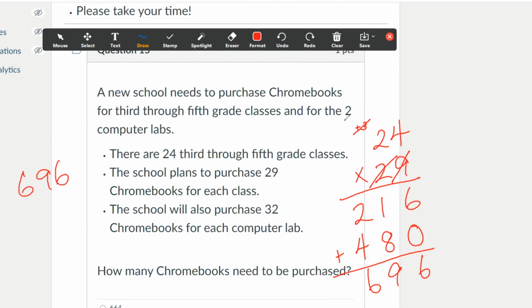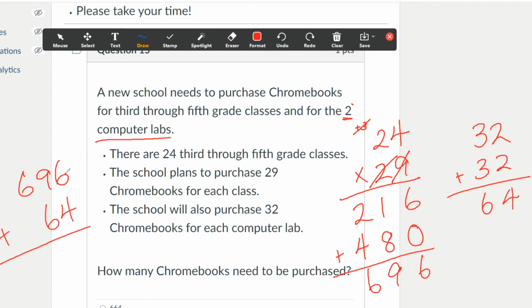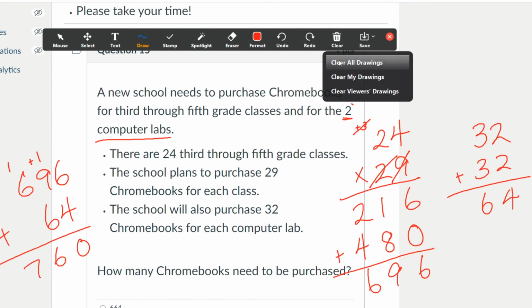Now, there's 2 computer labs, which says right here, and they each get 32 Chromebooks. So that's just 32 plus 32, or 32 times 2, which is going to be 64. Sorry, I wrote times there by accident. It should be plus. So we have 64 Chromebooks. So we're going to add that in. And we have 6 plus 4, which is 10. Regroup the 1. 1 plus 9 is 10, plus 6 more is 16. Regroup the 1, and then 1 plus 6 is 7. So altogether, they need 760 Chromebooks.